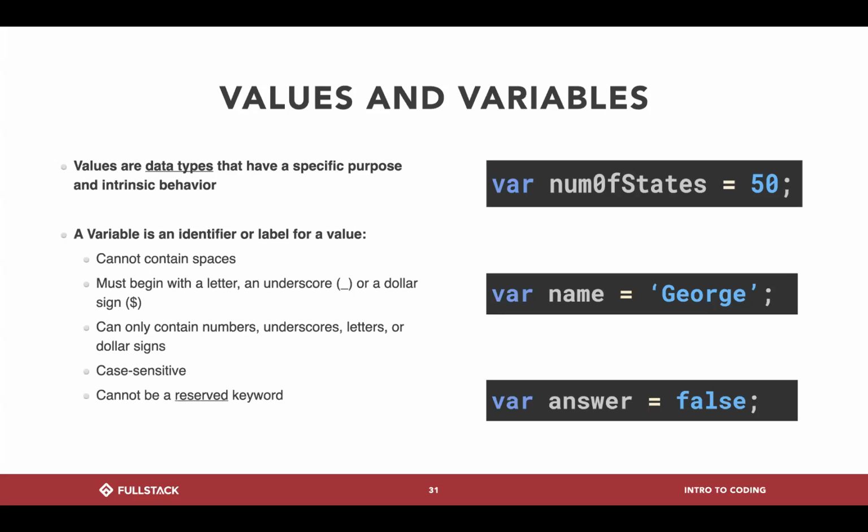And it can't be what's called a reserved keyword. So you see that var, V-A-R there? That's a reserved keyword, so you can't have a variable named var. The computer won't like that. Variables can be created with either the let or var keywords. Take your choice. For this class, it'll be whichever one you prefer. You might prefer var because it sounds like variable.